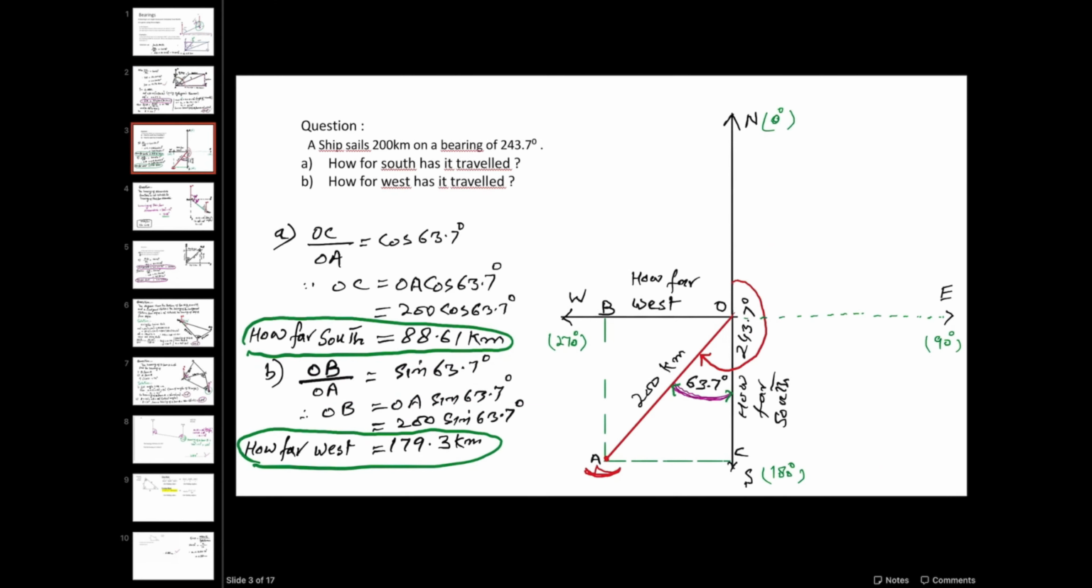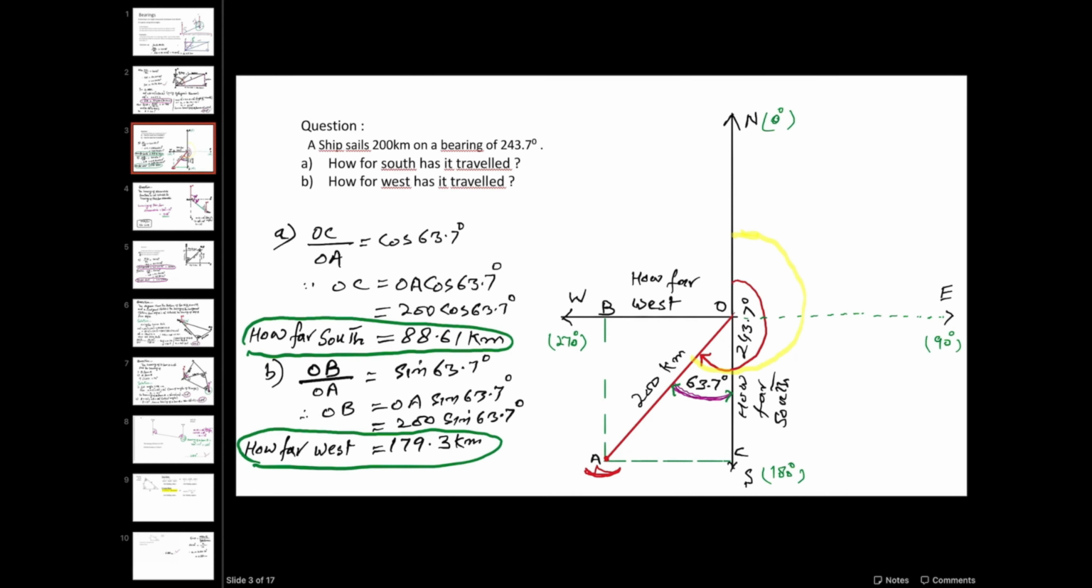Now the next question is, a ship sails 200 km on a bearing of 243.7 degrees. A part, how far south has it travelled? B part, how far west has it travelled? So the bearing is given, which is 243.7 degrees.